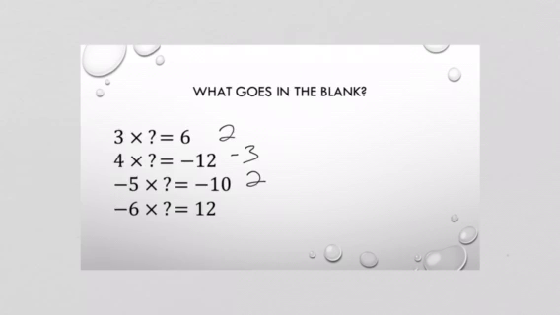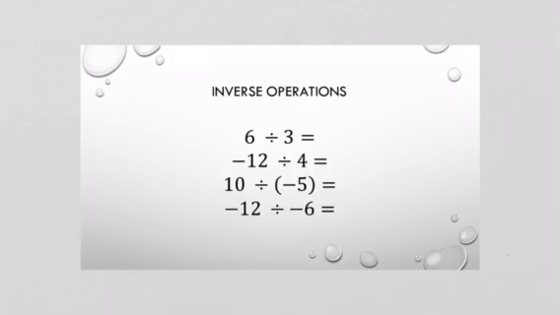Negative 6 times something is 12. Well, it has to be negative because a negative times a negative is a positive, and let's say it's negative 2. So, how does that relate to division?